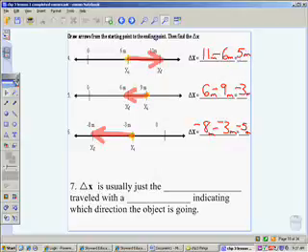There is a pattern here. Number 7. The displacement delta x is just the distance traveled with a sign indicating which direction the object is going. So if the object is going to the left, it's going to be a negative displacement. If it's going to the right, it's a positive displacement. Now that is assuming the traditional coordinate system where the positives are going to the right.